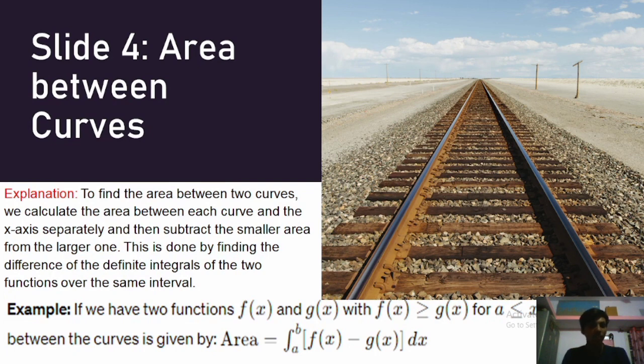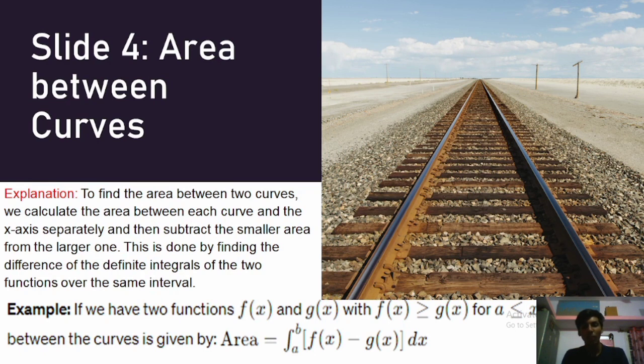Area between curves. Explanation: to find the area between two curves, we calculate the area between each curve and the x-axis separately and subtract the smaller area from the larger one. This is done by finding the difference between the definite integrals of the two functions over the same interval.